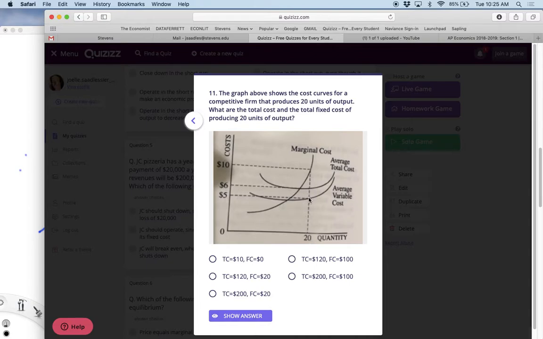And fixed cost, well, here we have average variable cost. If the difference between average cost and average variable cost is average fixed cost, the average fixed cost is $1. The total fixed cost is $1 times 20, which is 20. So the fixed cost is 20, the total cost is 120. Okay? All right, so that is it.